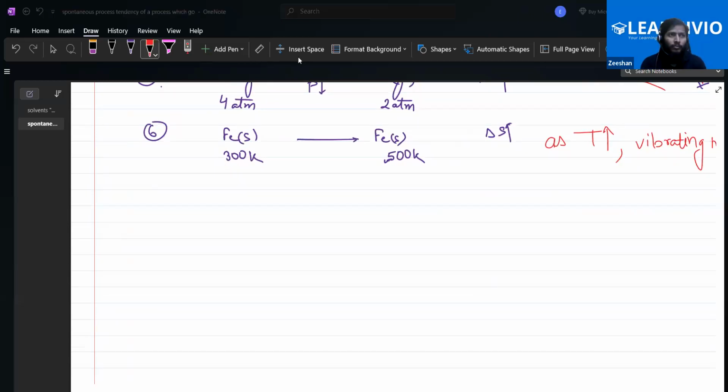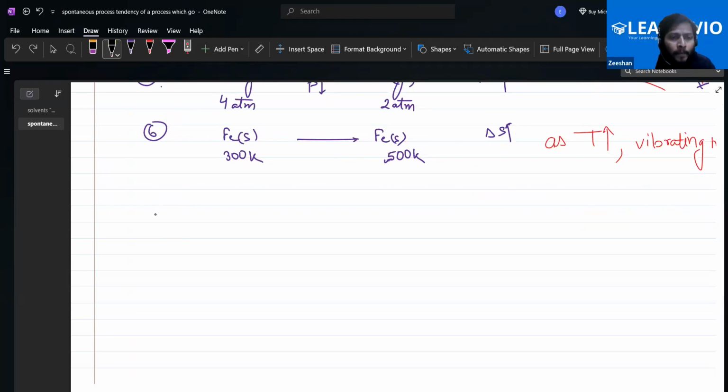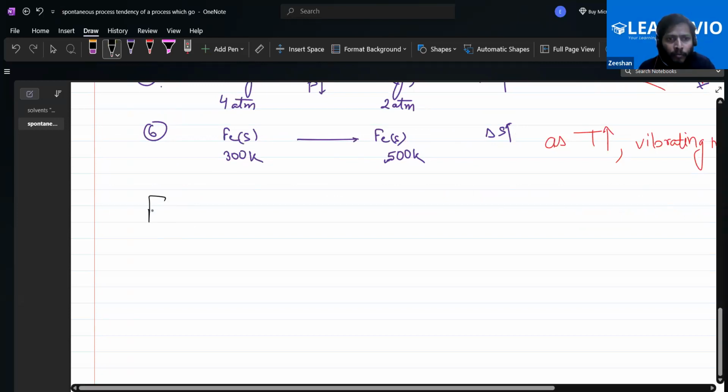Now we will go through some entropy calculation, some mathematical and numerical work. I think all have understood the theory part. Everybody? Yes, sir. Understood, sir.